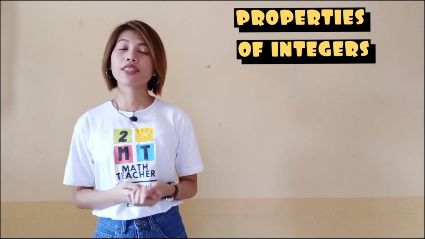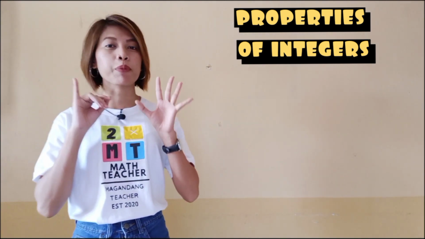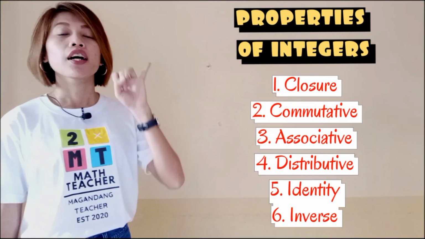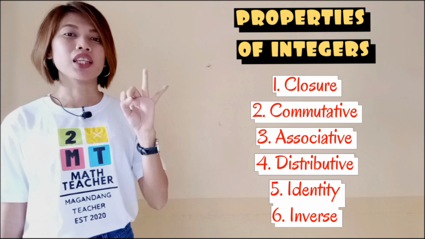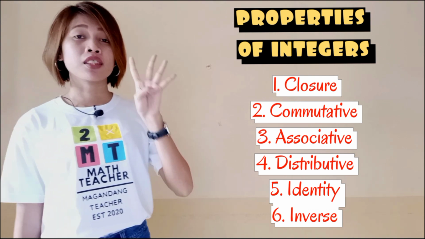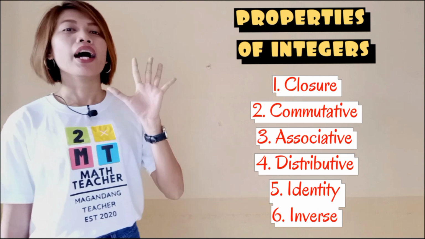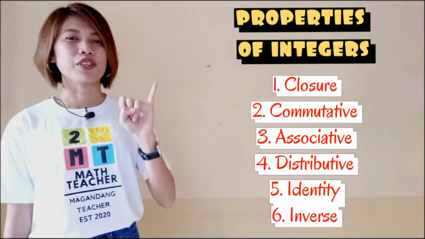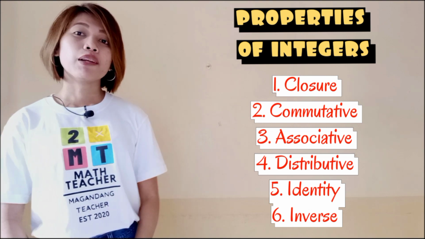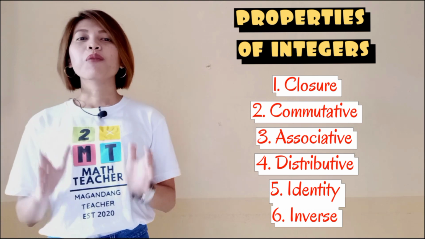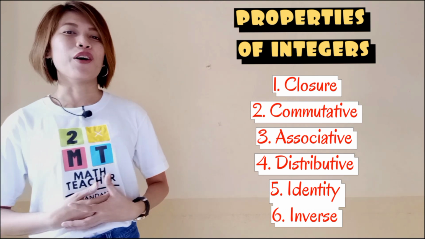Okay, so, ang i-discuss ko sa inyo ngayon ay 6 na properties of integers. Una is Closure Property. Pangalawa ay Commutative Property. Pangatlo ay Associative Property. Pang-apat ay Distributive Property. Pang-lima ay Identity Property. At pang-anim ay Inverse Property. So, ano ba inaantay natin? Kilalanin na natin isa-isa yung mga properties of integers.